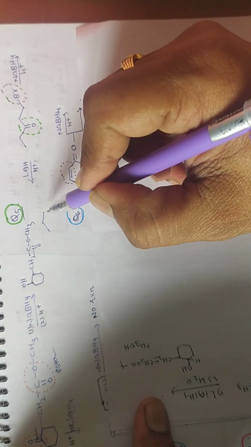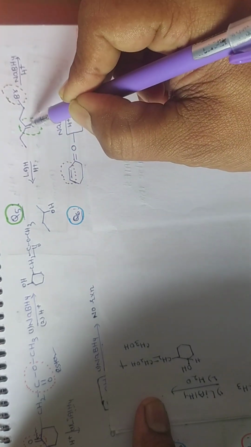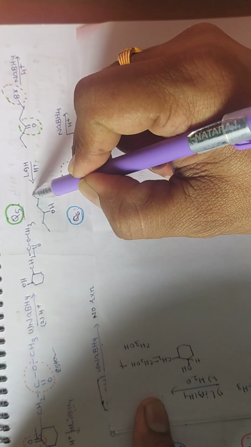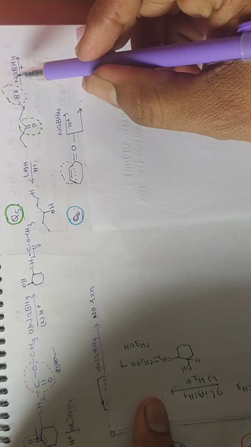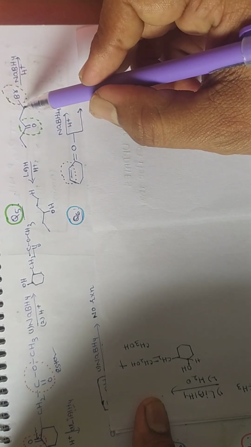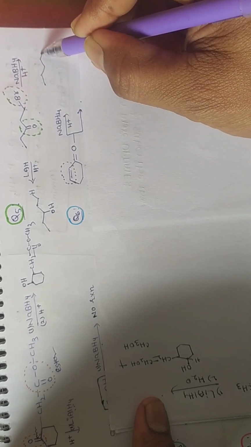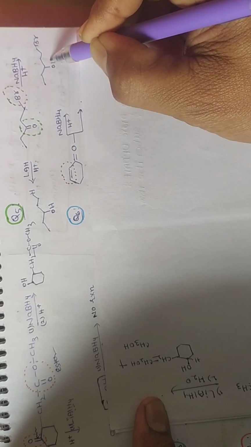Now the C double bond O group is converted into an OH group. Break the bond, add H. Next, the alkyl halide part is converted into an alkane. What about sodium borohydride? Sodium borohydride cannot convert alkyl halides to alkanes. It converts only the ketone group into alcohol. The alkyl halide remains as it is.